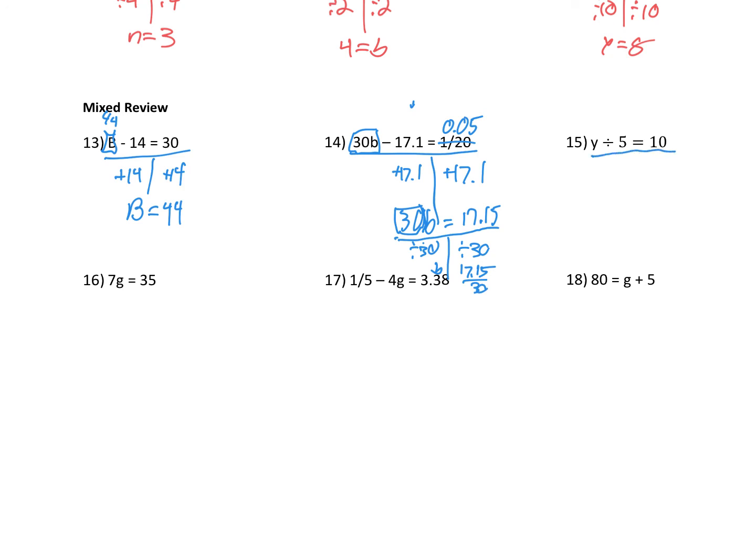Next one, y divided by 5 is 10. A little bit simpler. We want to get y by itself, so we're going to do times 5 to both sides. Y equals 50. 7g equals 35. So I want to get the g by itself, so instead of multiplying by 7, we're going to divide by 7. G equals 5. We plug 5 in up here. 7 times 5 is 35. I forgot to do this on this last one. I should put 50 in for y to make sure.